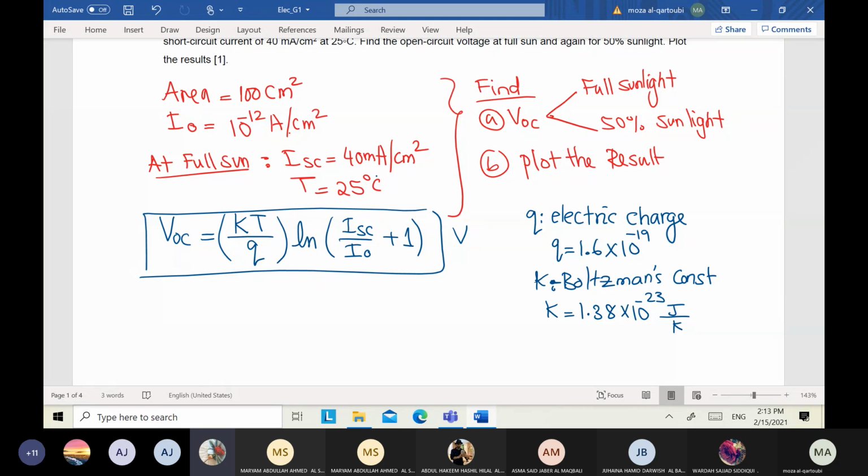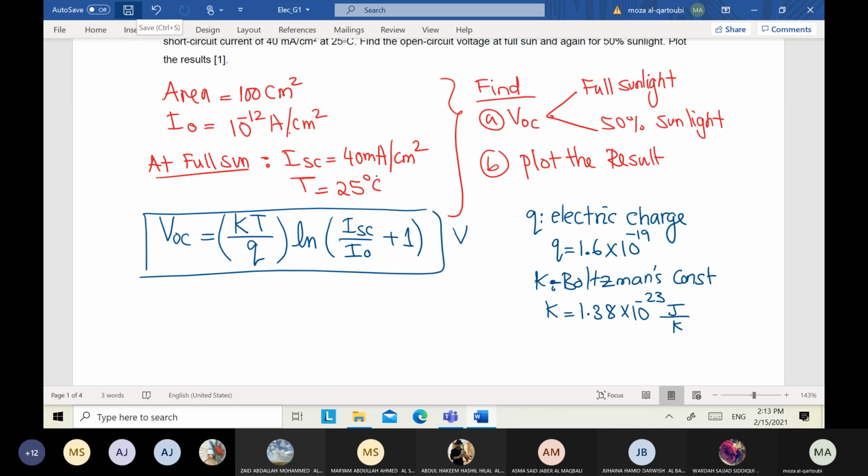It should be in Kelvin. When we substitute K in units of joule per Kelvin, the Kelvin will cancel with the Kelvin in temperature. So we now need to change the temperature to Kelvin. Okay? So how do we find the temperature in Kelvin? 25 plus 273. Also we need to substitute I short circuit and I reverse, I naught.